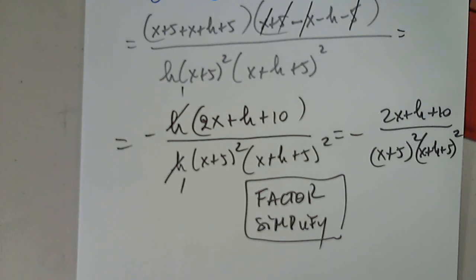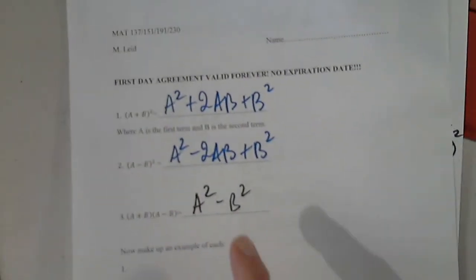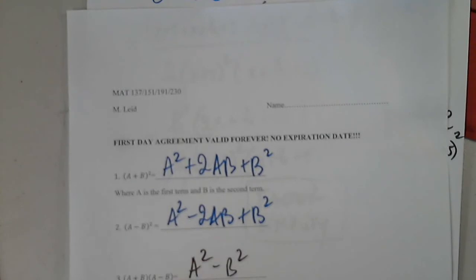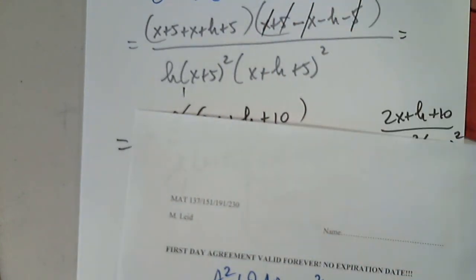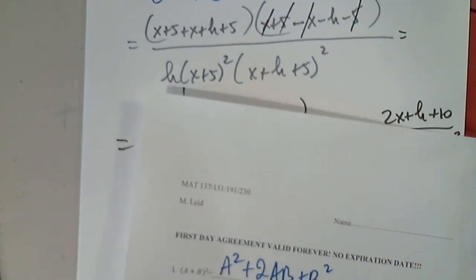Other questions? Yes? I'm still confused how you did the factoring. I used the special product, a squared minus b squared, into a plus b times a minus b. A plus b, a minus b. Okay, thank you.